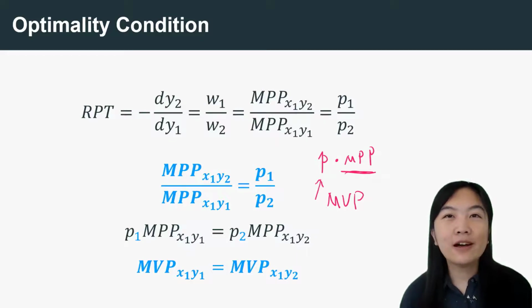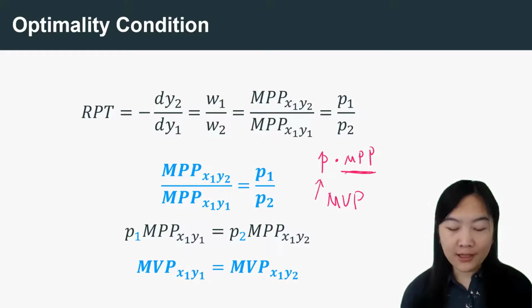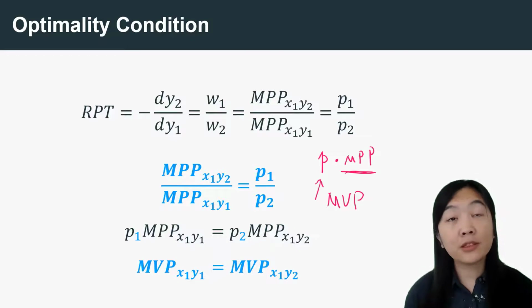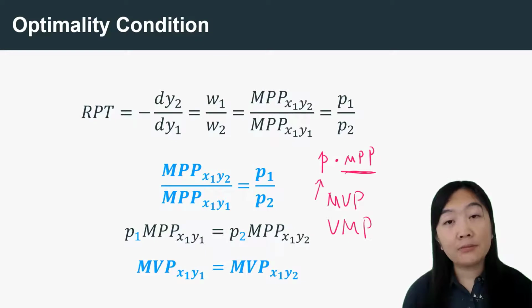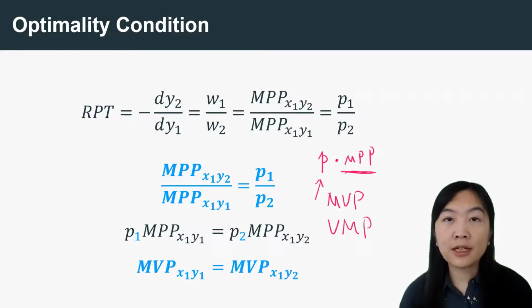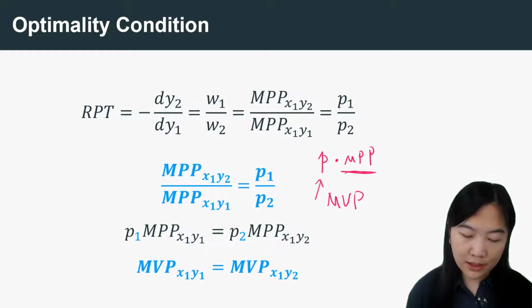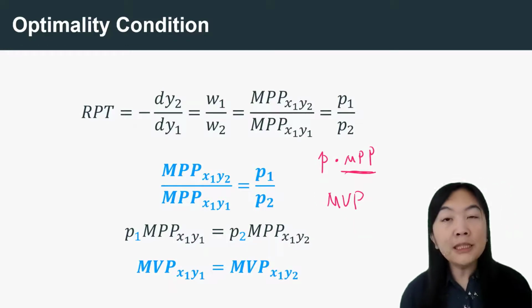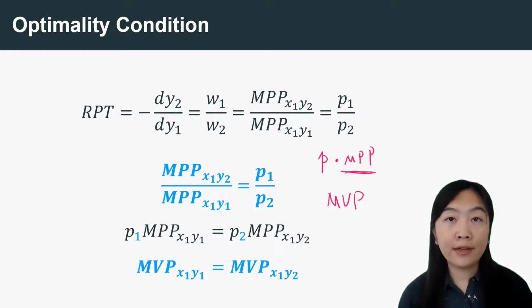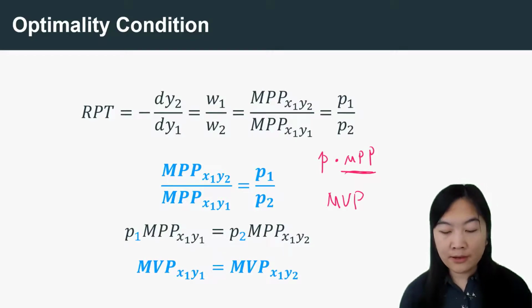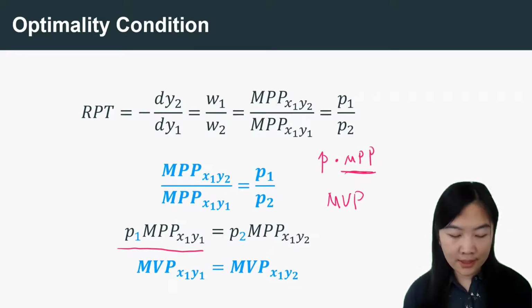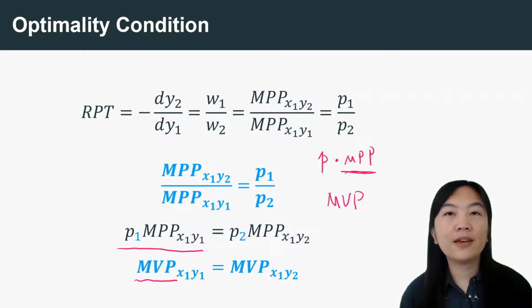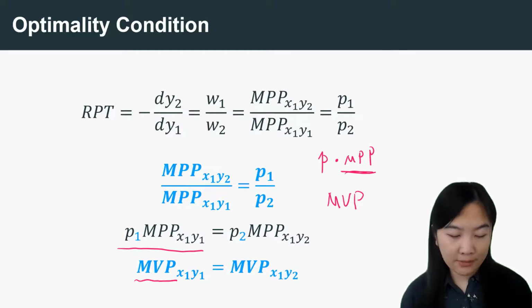What is MVP? MVP is the marginal value of the product. Under perfect competition, it is also equal to VMP, which is the value of the marginal product. So under perfect competition, those two are the same, and you don't need to worry about that. So P times MPP is the value of the marginal product. Again, here it's the same concept. It's also MVP. You just need to be careful about the subscripts.